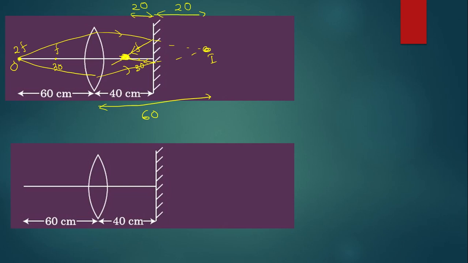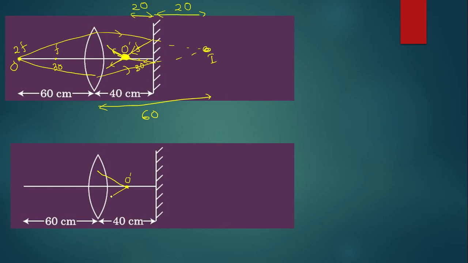But is this the final image? No, this is not the final image, because the rays of light will further go like this and will refract from the lens. So at this point, although we will get one real image, this real image will now act as the second object for this particular lens. I will do this calculation here. Let me draw it.